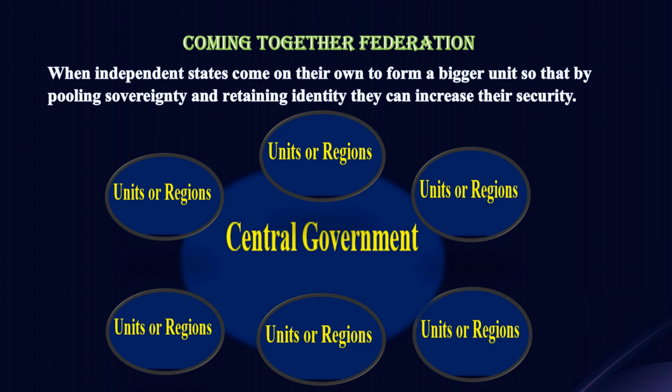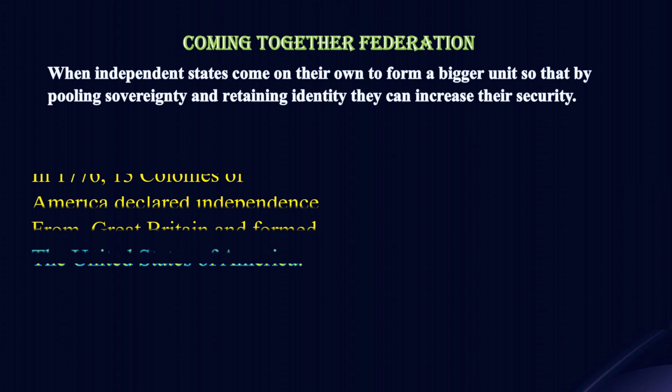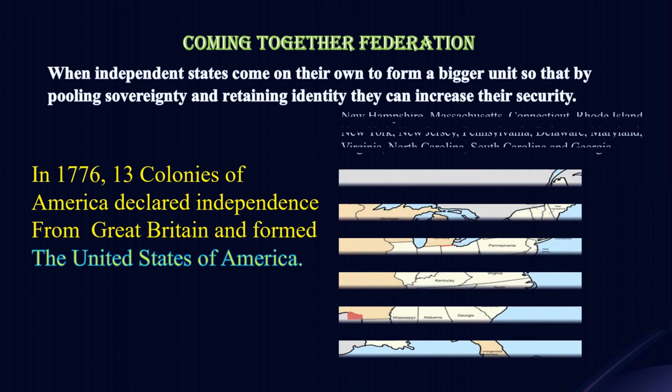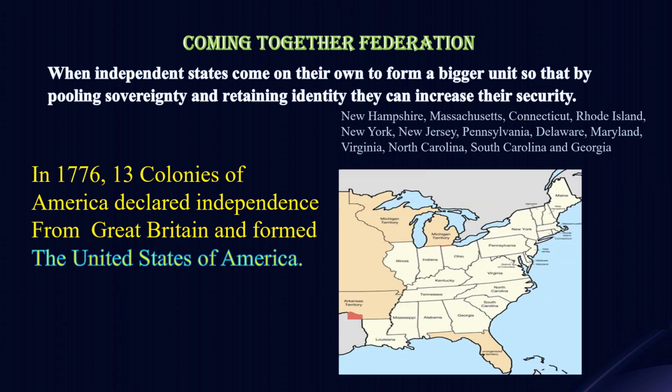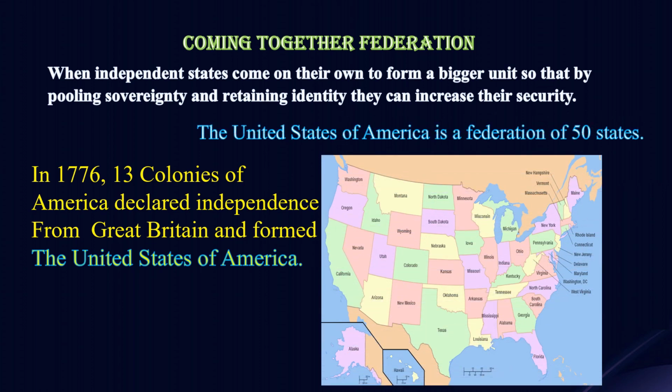This way, on one hand, they do not lose their sovereignty. On the other hand, they maintain their identity and increase their security. Because when they get united, they become more powerful than before. For example, the USA. In 1776, 13 American colonies declared their independence from Great Britain. Then they came together and formed the United States of America. Today, the United States of America is a federation of 50 states. Then the USA is an example of coming together federation.